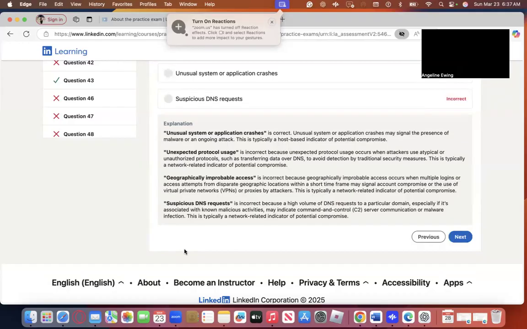Suspicious DNS requests to a particular domain, especially if it is associated with known malicious activities, may indicate command and control, C2, server communication, or malware infection. This is typically a network-related indicator of potential compromise.